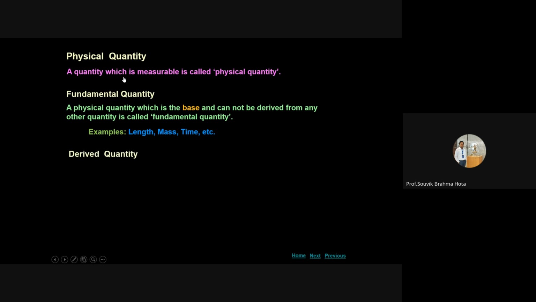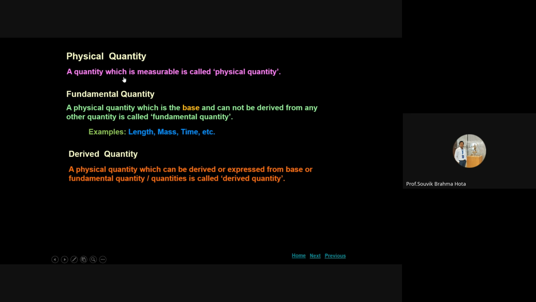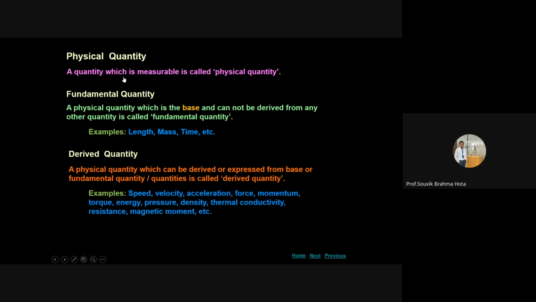Then what is a derived quantity? A physical quantity which can be derived or expressed from the base or the fundamental quantities. Example: speed, velocity, acceleration, force, momentum, torque, energy, pressure, density, all these things.